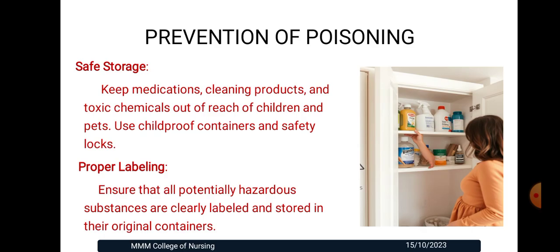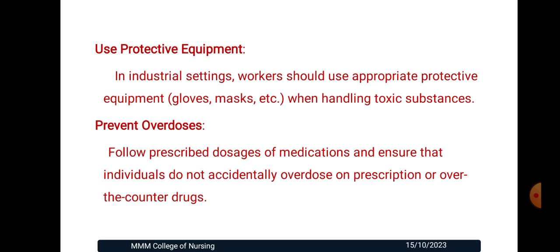Prevention of poisoning, that is safe storage. Keep medications, cleaning products and toxic chemicals out of reach of children and pets. Use child-proof containers and safety locks. Proper labeling. Ensure that all potentially hazardous substances are clearly labeled and stored in the original container. Use protective equipment. In industrial settings, workers should use appropriate protective equipment, gloves, masks, etc. when handling toxic substances.